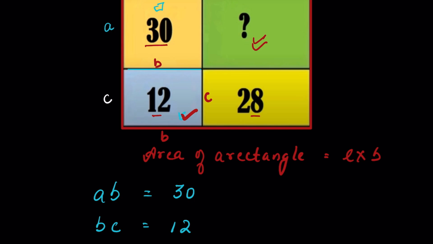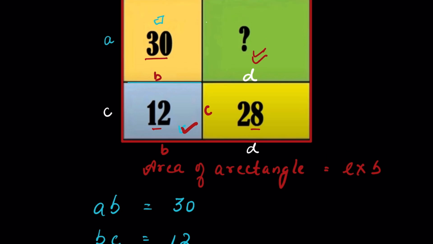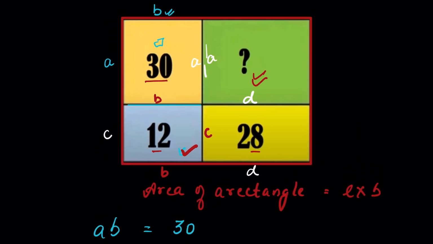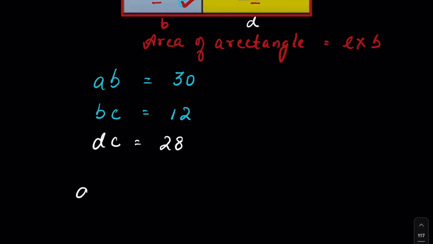Now, if this length is D, then this is also D, and this length is A because this is A. So DC here is 28. We have to find this area, that means we have to calculate AD. Now, AD we don't know.